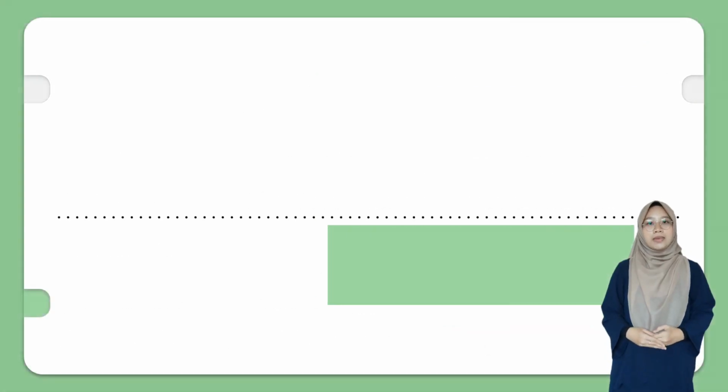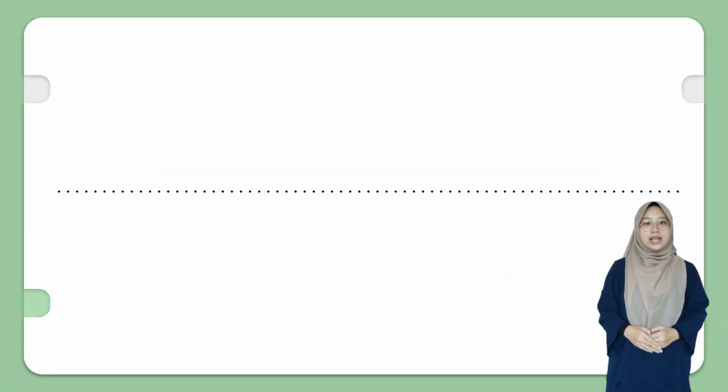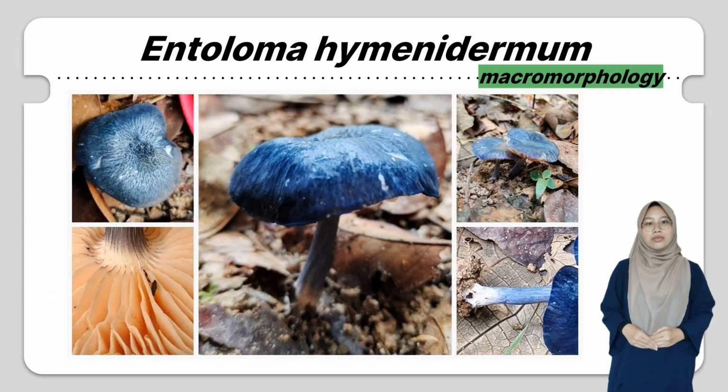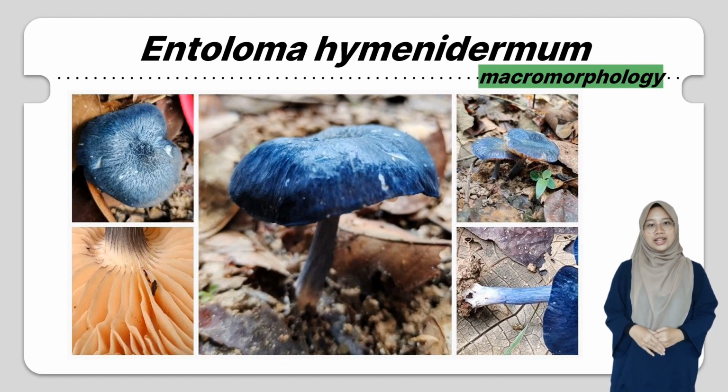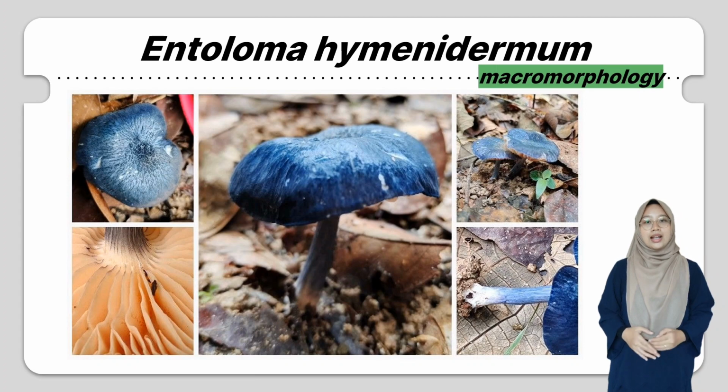The first one is suspected Entoloma hymenidermum. The sporocarp was blue in color with a dark blue center. The pileus was convex with a uniformly appressed velvety surface. The pileus surface was smooth and slightly wrinkled. Noticeable lamella and lamellulae with subdistant spacing of lamella, adnate and attached to the stipe.